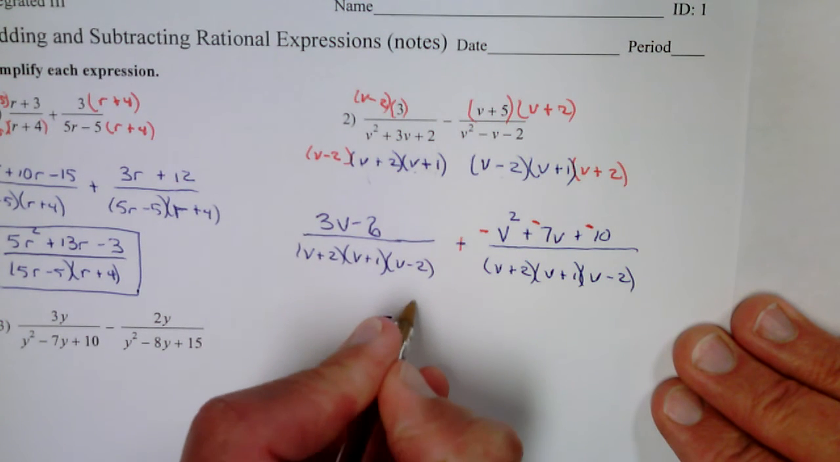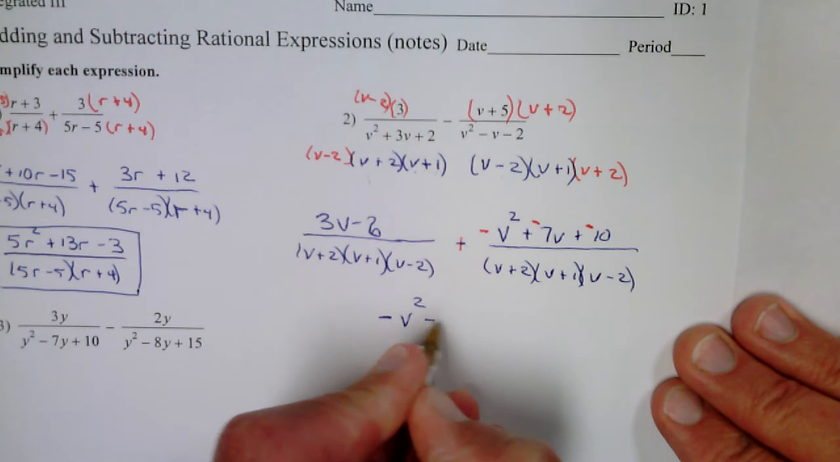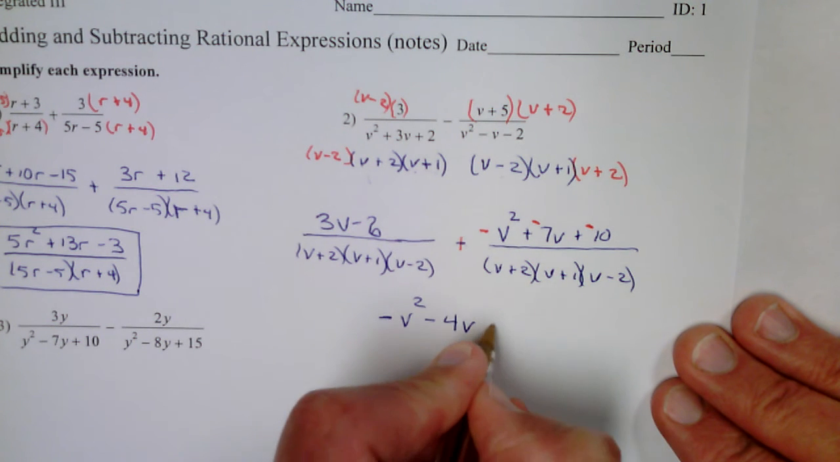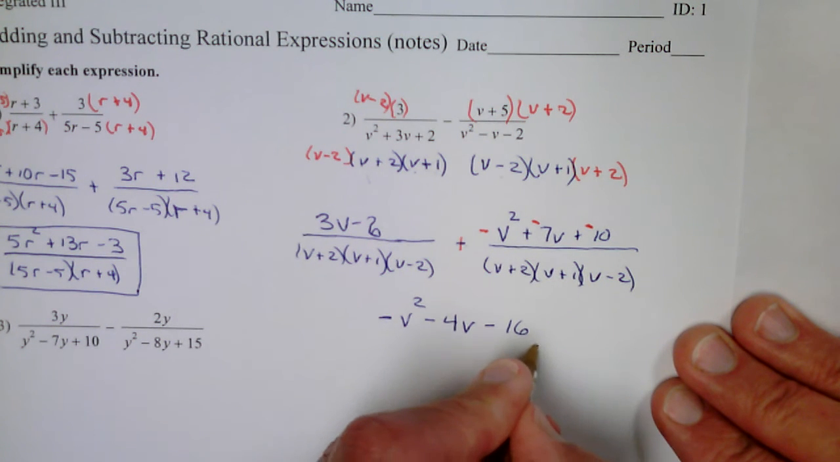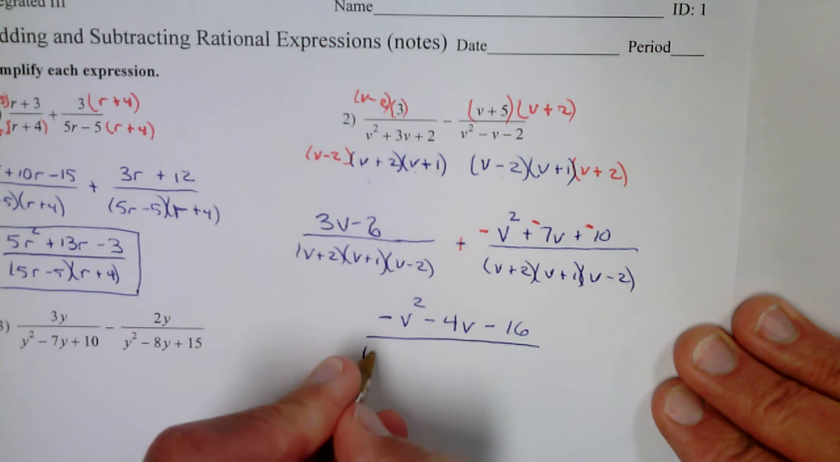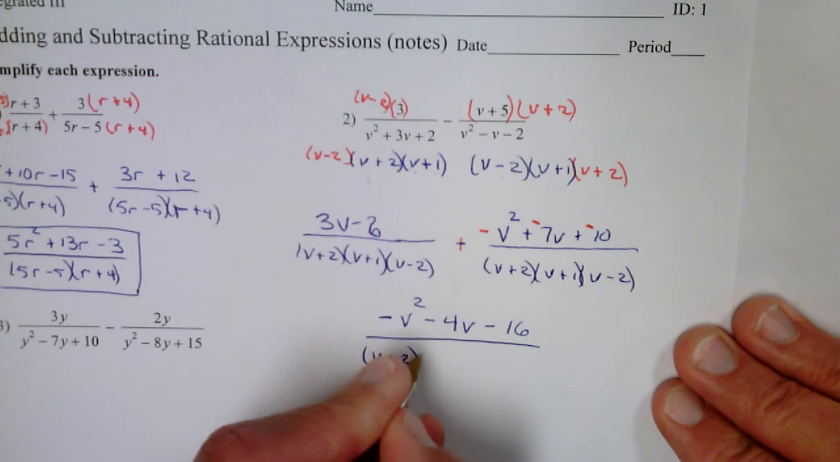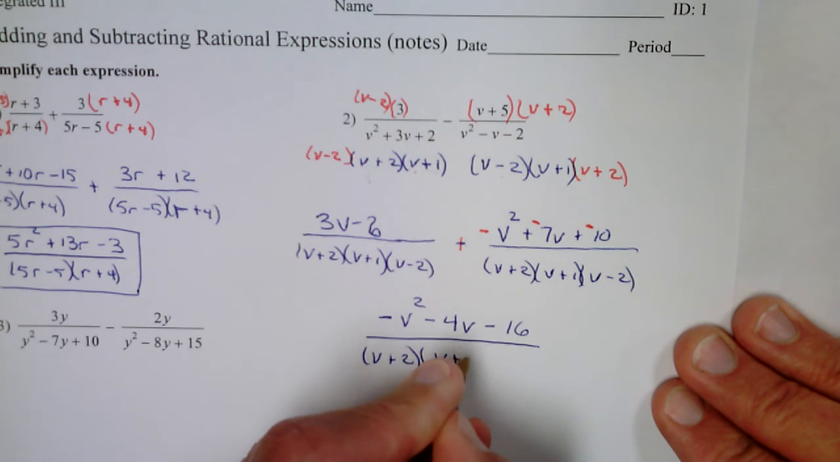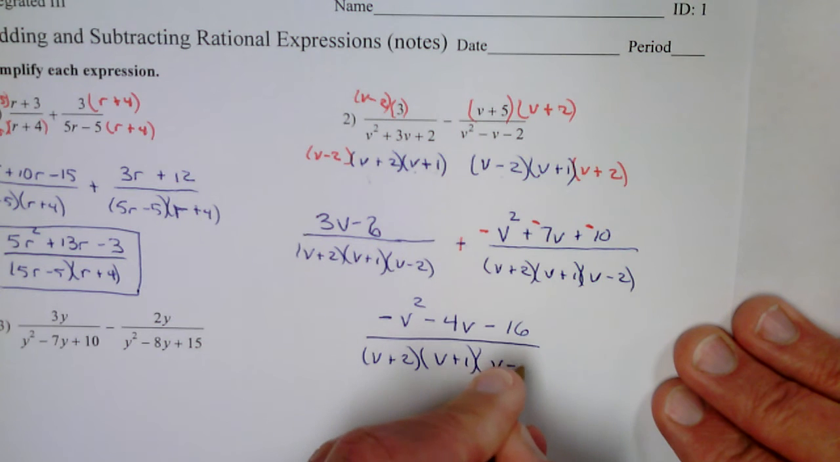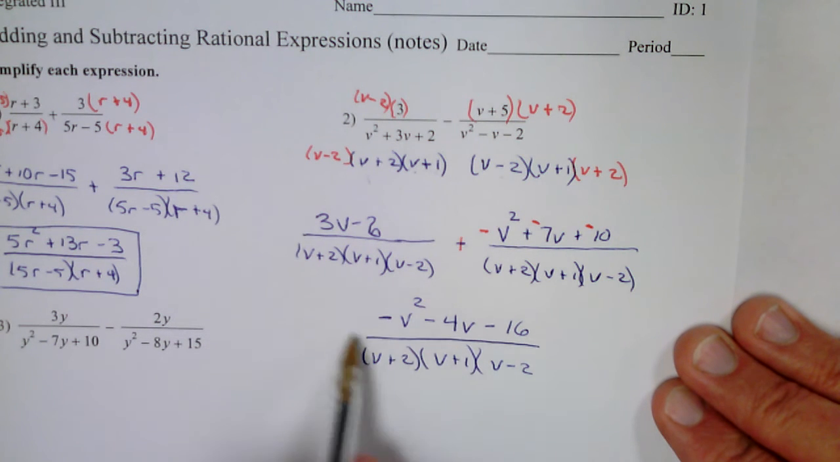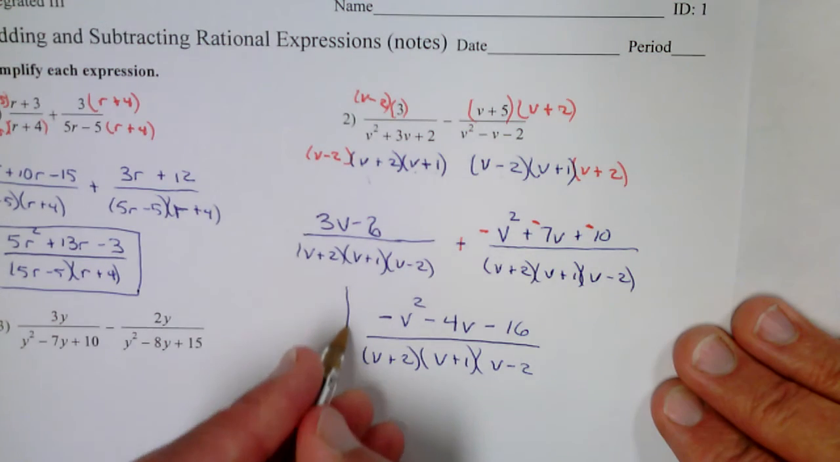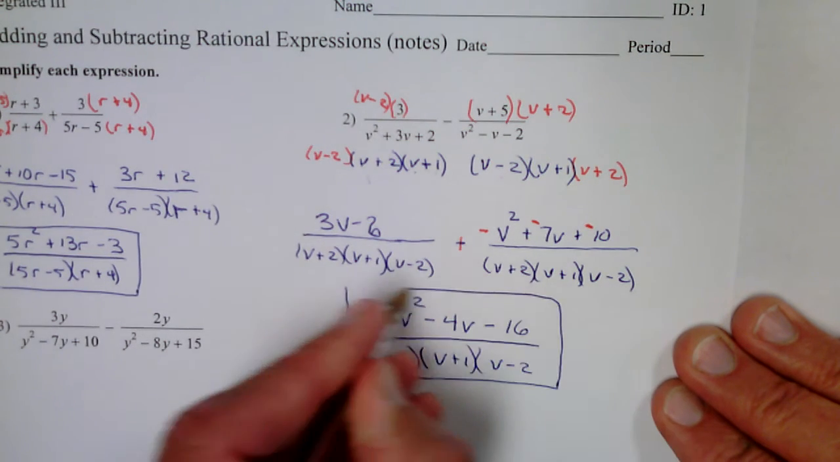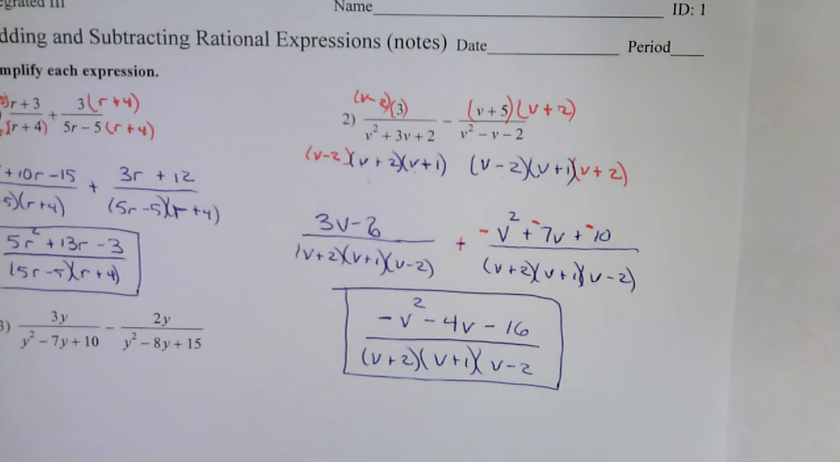So we have negative v squared minus 4v minus 16 all over v plus 2, v plus 1, and v minus 2. See if you can factor this. This does not factor. I'll just go ahead and jump that for you and tell you that. So that would be your final answer for number 2.